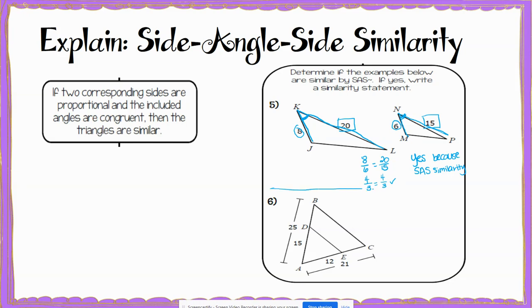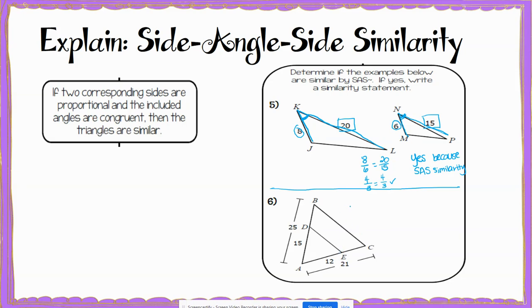Now let's look at number 6. Number 6 looks complicated. It's not as hard as it looks, though. You see that we have two triangles, and it's hard to see those, but you have triangle ABC, which is this large triangle. And then you also have triangle ADE, which is this smaller triangle included in here.